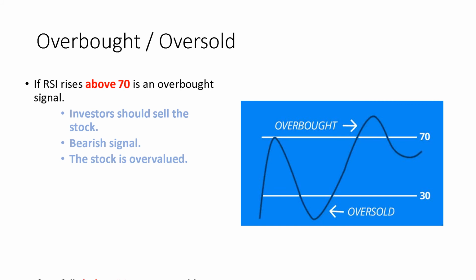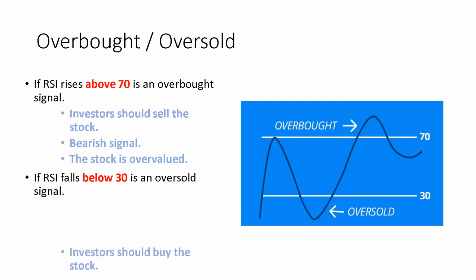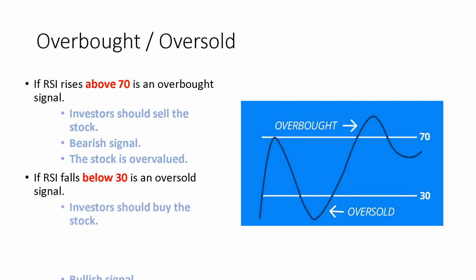If RSI falls below 30, the underlying stock prices show high downward momentum. This is an oversold signal. Investors should buy the stock. RSI below 30 is a bullish signal. The stock is undervalued and may be primed for a rebound or corrective price upturn.